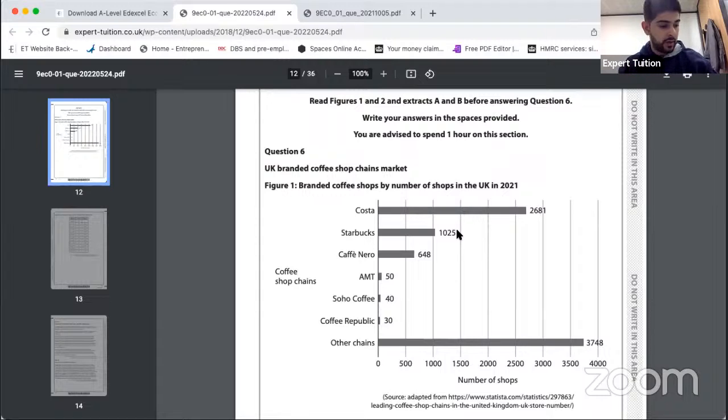That is an example of a 5 marker, by the way, where I expect you to get full marks in far less than 5 minutes to be able to give yourself a bit more time for other questions.